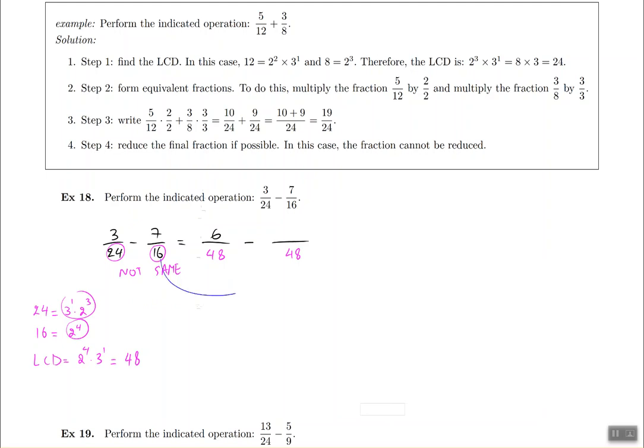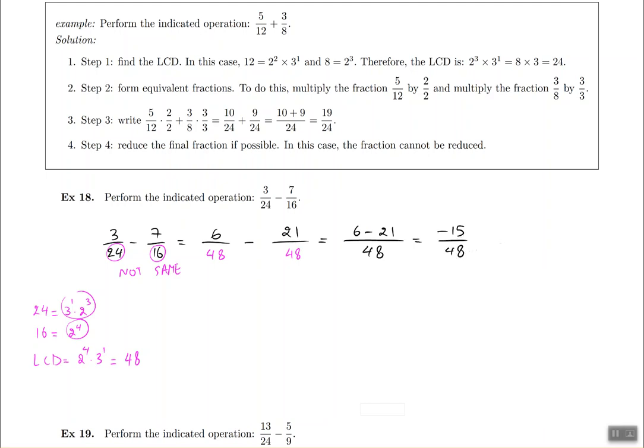What do you multiply 16 by to make it a 48? Well, you multiply it by 3. So repeat the same on the numerator. 7 times 3 will now be 21. At this point in time, the denominators are matching, so we can write down the 48 and put the numerator 6 minus 21 together in one fraction, which would give us negative 15 over 48.